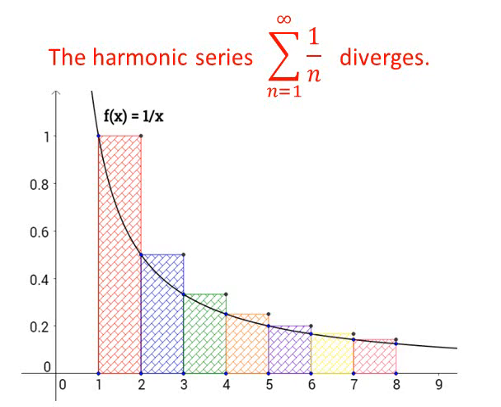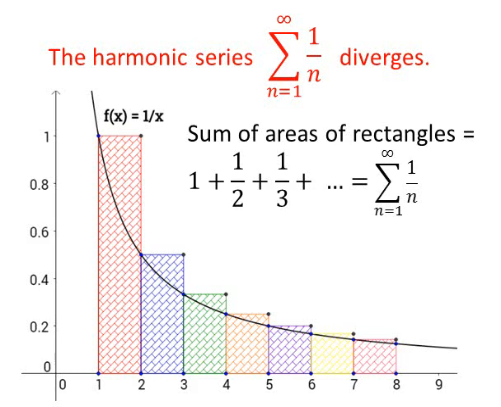Here's a visual explanation of the divergence of the harmonic series. The curve is the graph of the function y equals 1 over x, and I've drawn left endpoint rectangles with base 1 unit across and heights 1, 1/2, 1/3, 1/4, and so on. If I continue to draw left endpoint rectangles, the sum of the areas of the rectangles will be the harmonic series. 1 plus 1/2 plus 1/3 plus 1/4, and so on.